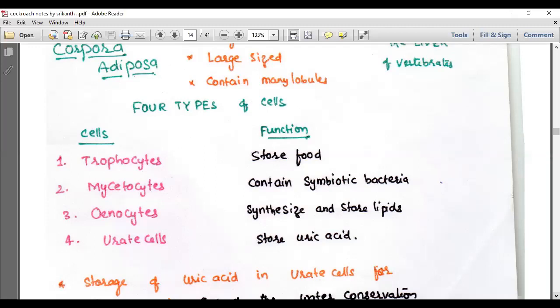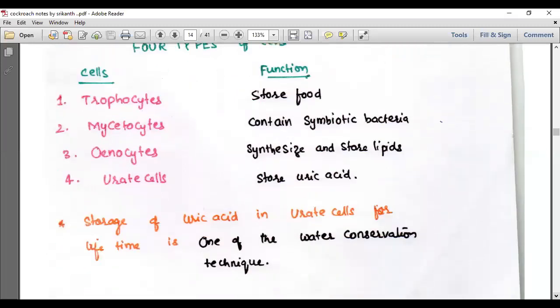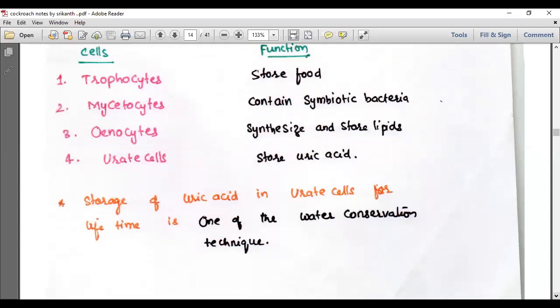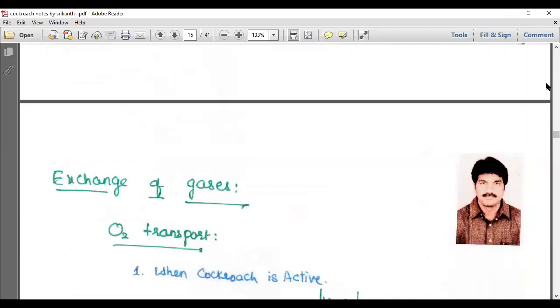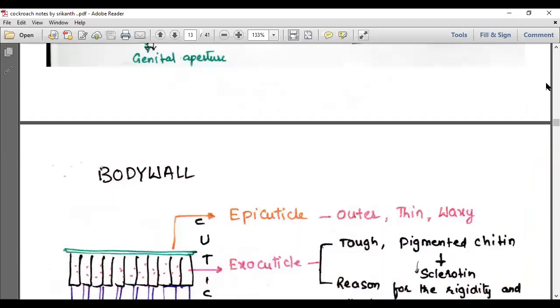Urate cells are going to store uric acid. Storage of uric acid is a remarkable point to remember. Storage of uric acid in urate cells happens for a lifetime. It is one of the water conservation techniques, as I said to you; cockroach won't lose a single drop of water. The cuticle doesn't allow the loss of water. When you eliminate excretory waste from the body, you may use a little bit of water, and cockroach doesn't even like that. That's why urate cells store uric acid as much as possible, not total, as much as they can. Okay, so this is the story of the body wall and body cavity.